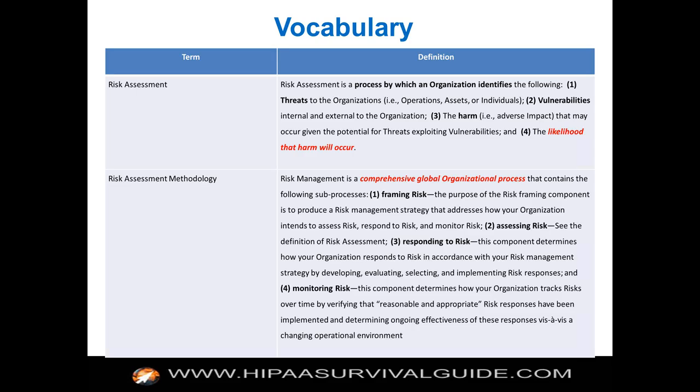And then over time, you will get better and better at attacking more threats as you can identify them quicker, as enabling technologies allow the industry to plug holes, etc. So what do we mean by a risk assessment methodology? Well, that's a comprehensive global organizational process.